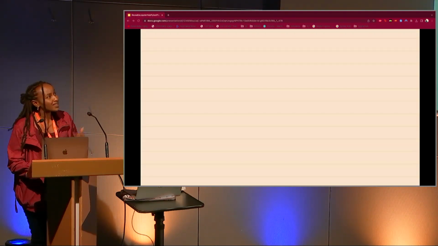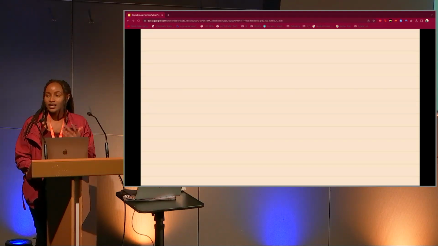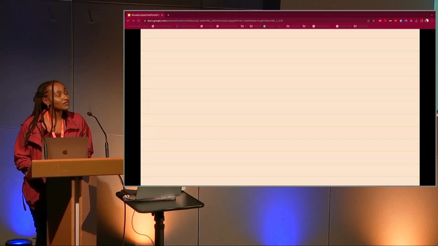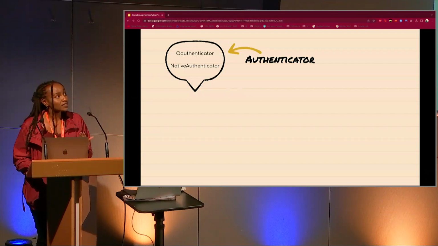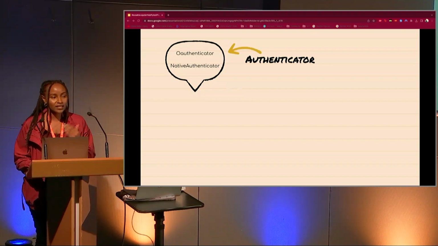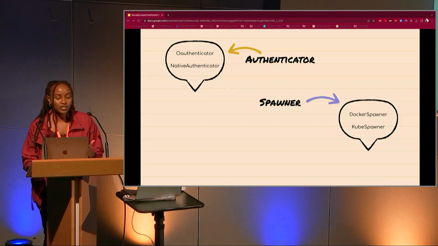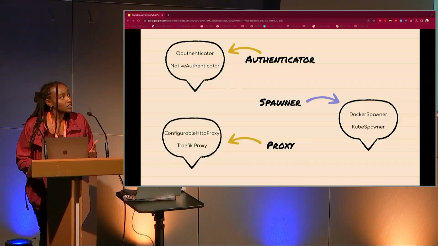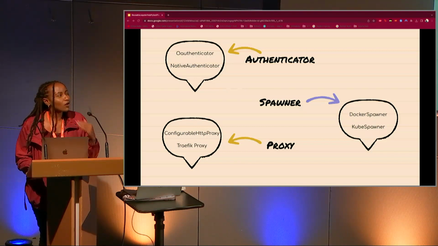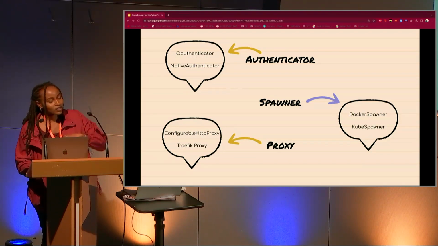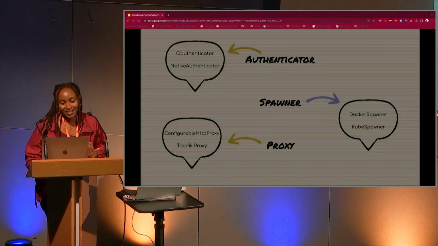But the most amazing thing about these components, the authenticator, spawner, and the proxy, is that they all have different implementations. For the authenticator, we have the authenticator and native authenticator. For the spawner, we have the Docker spawner, Kube spawner, and more. And for the proxy, we have the configurable HTTP proxy and the traefik proxy.